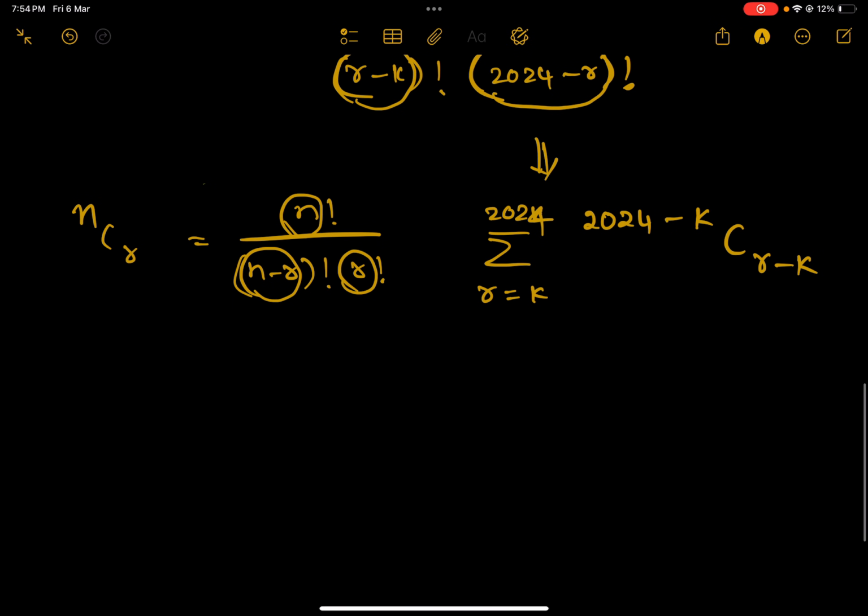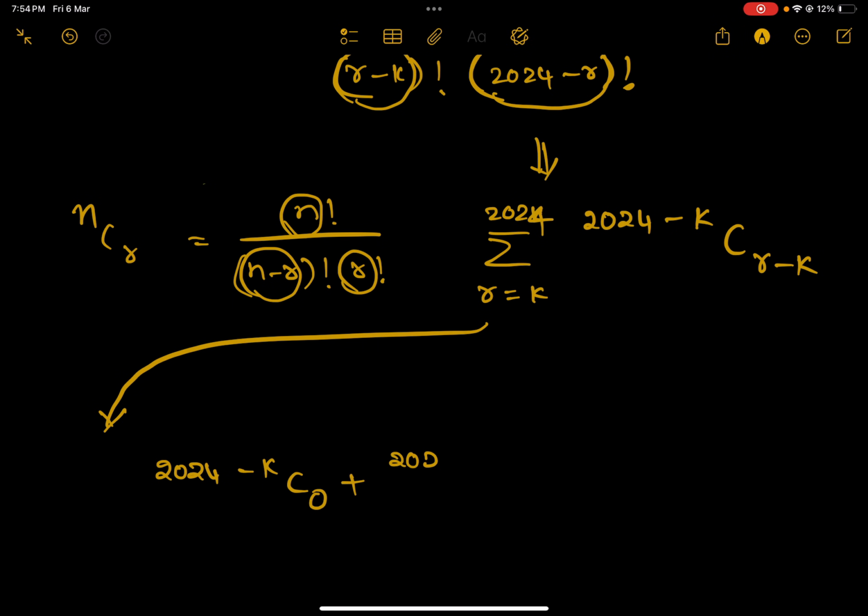When you put r equals k, you will get 2024 minus k C 0, plus 2024 minus k C. When you put r equal to k plus 1, you will get 1 here, plus and so on. It will go till 2024 minus k C, when you put r equal to 2024, you will get 2024 minus k.